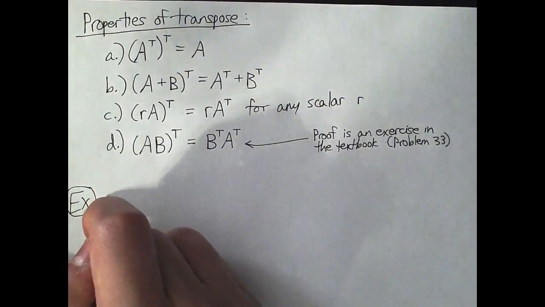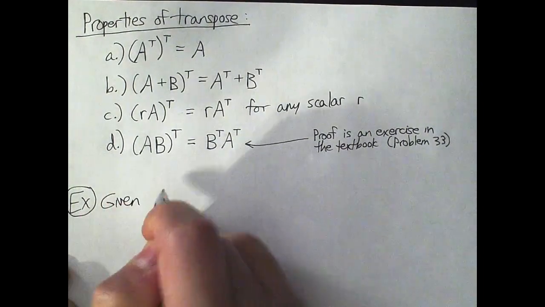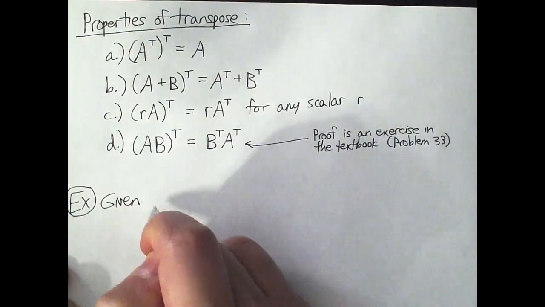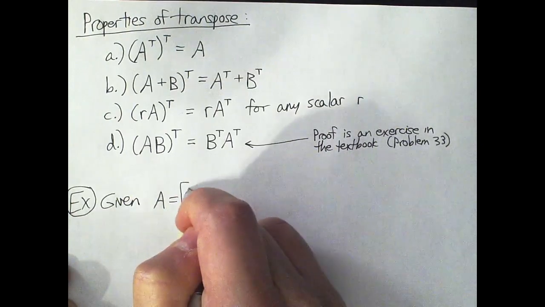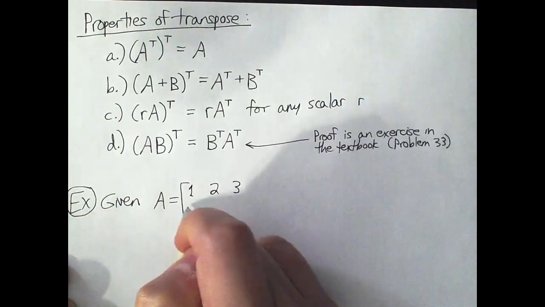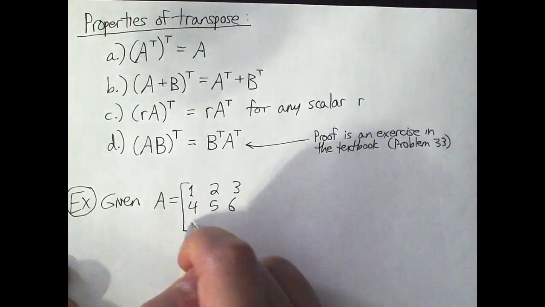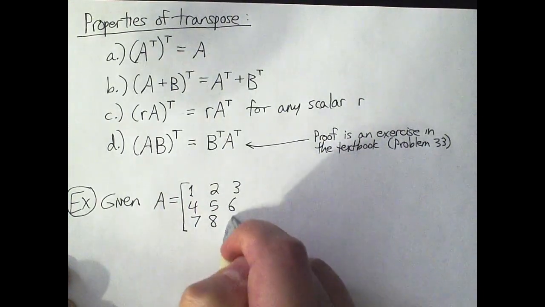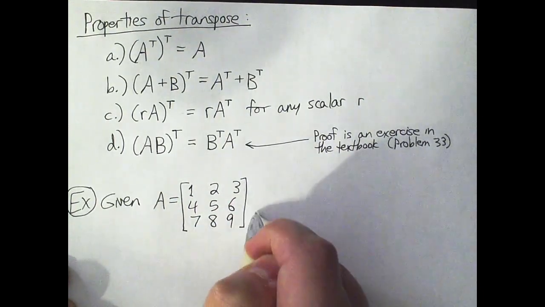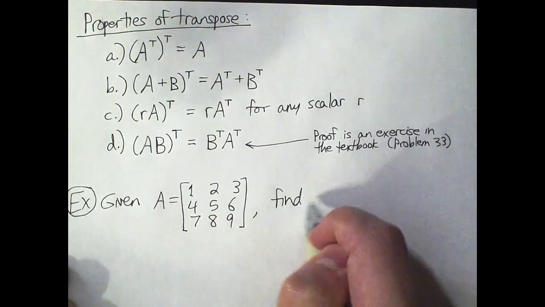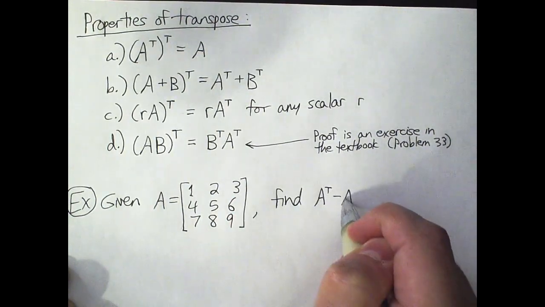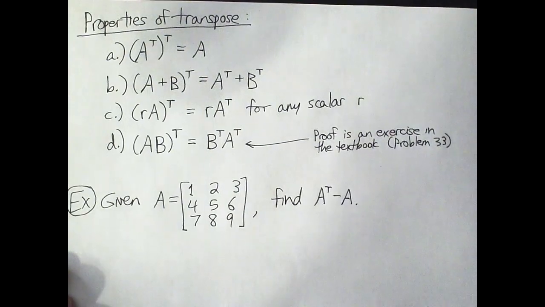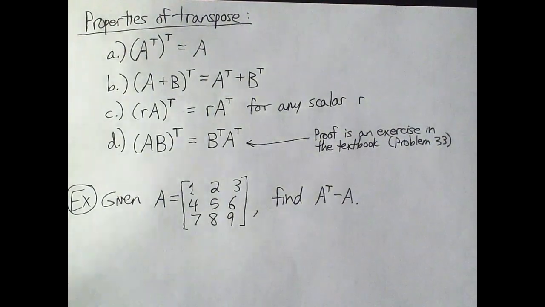Anyway, I want to give you a problem to try because we just had a bunch of definitions with no problems. So I'm going to give you A equals 1, 2, 3, 4, 5, 6, 7, 8, 9, and I'm going to ask you to find A transpose minus A. All right, so take a minute, pause the video, and give that a try.